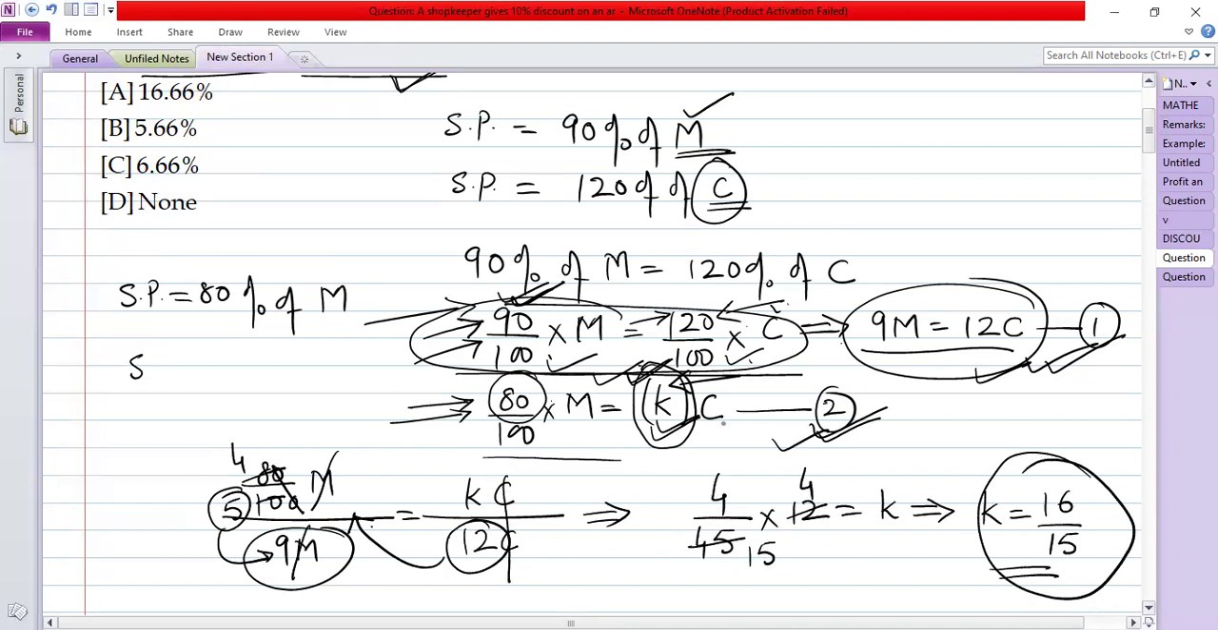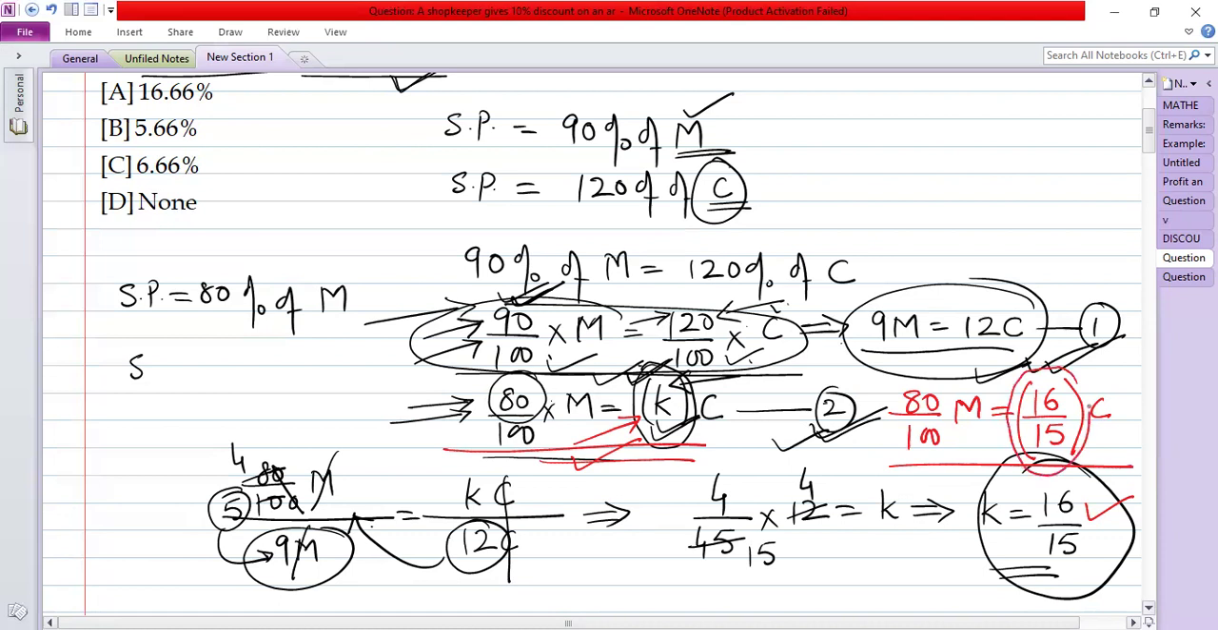And now, what is the meaning of this K, 16 by 15? Okay, so here I will rewrite this equation, 80 by 100 M is 16 by 15 into C. This equation, because we have calculated the value of K, which is 16 by 15. Now, in order to understand this ratio 16 by 15, what's the meaning of this 16 by 15?